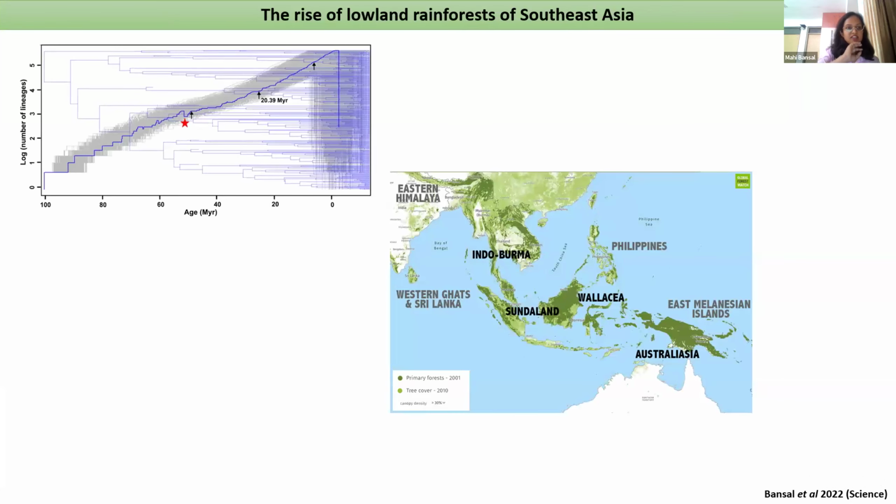Next, this lineage-through-time curve of Dipterocarpaceae suggests that the family underwent high diversification around 20 million years ago in Southeast Asia, giving rise to the magnificent Southeast Asian Dipterocarp lowland tropical rainforest.